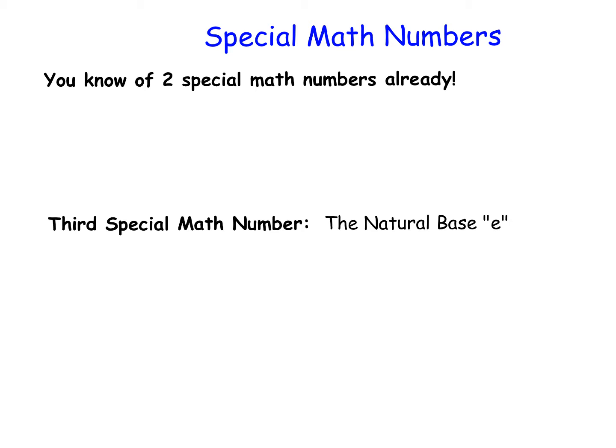natural base e. Now, what I'd like you to think about this number as is a special math number that is used because it appears over and over and over again when dealing with a particular concept. So you've already learned about two special math numbers in your past that you use now regularly. One of them that you already are aware of is pi.